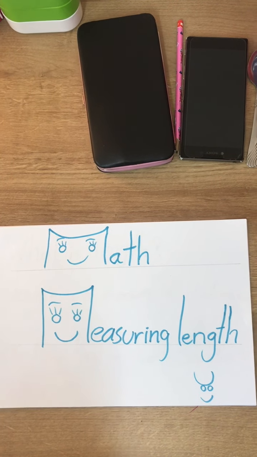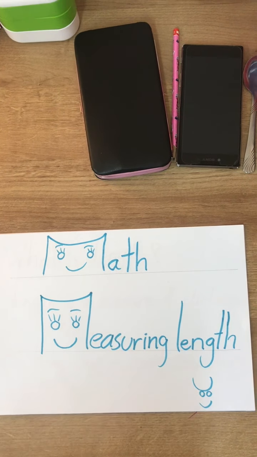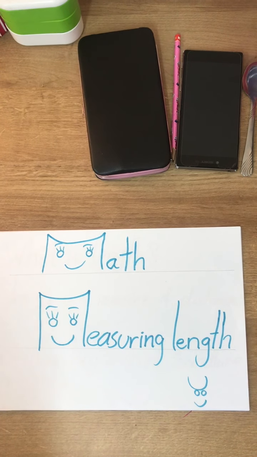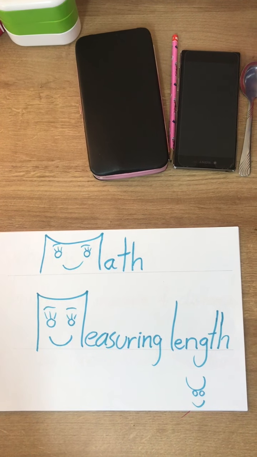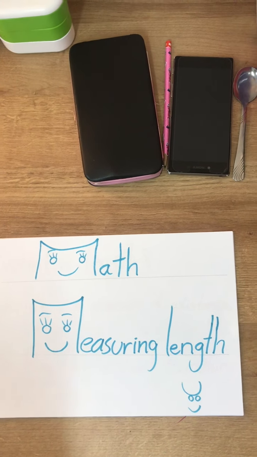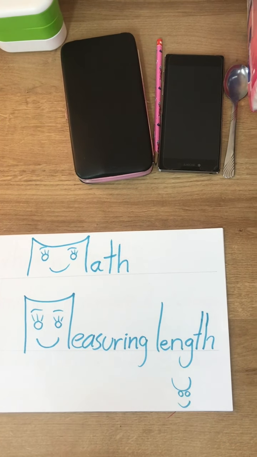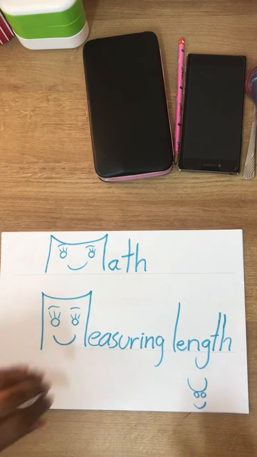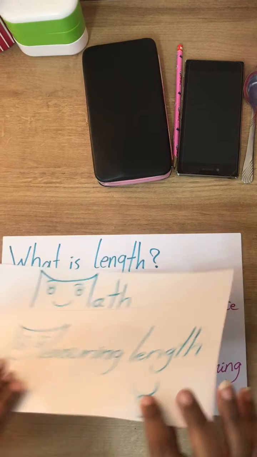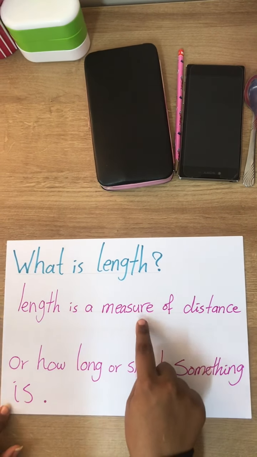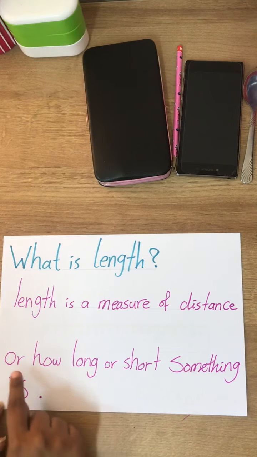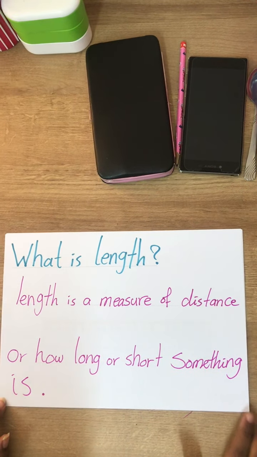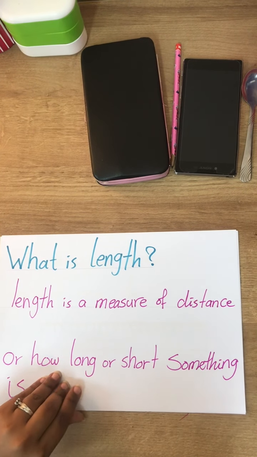Today we are doing something called measuring length. What do I mean by length and what do I mean by measure? Measure is when you want to find maybe either the height, the length, or the width. And the length is to measure how tall or short something is. Length is a measure for distance, or how long or short something is. Let's find out more about this so you can understand better.